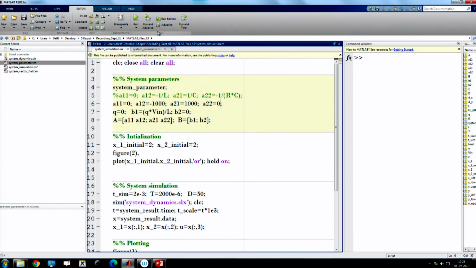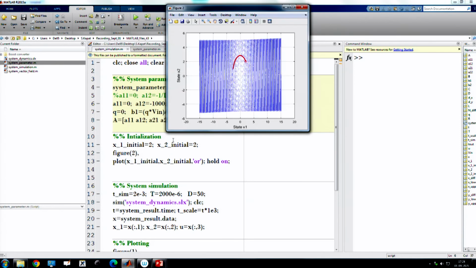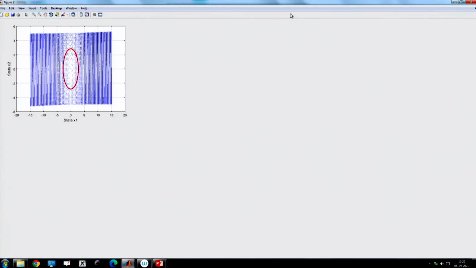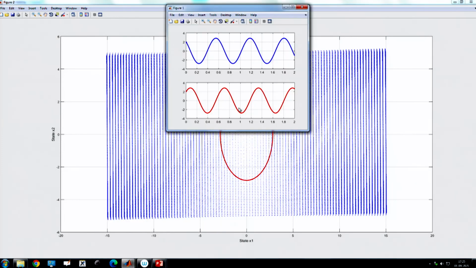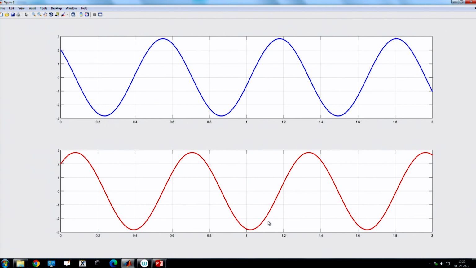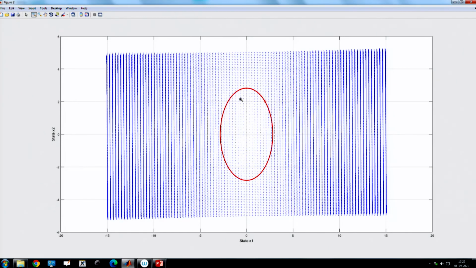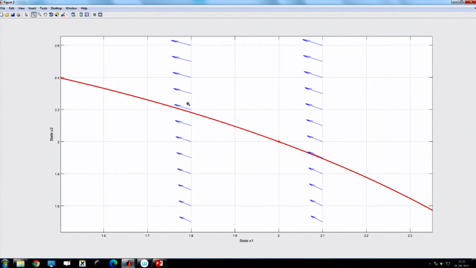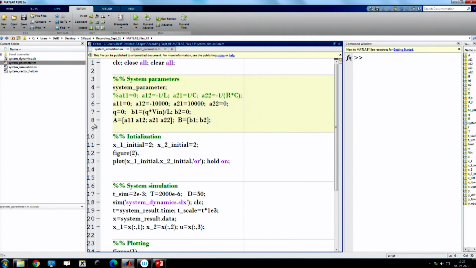And let us see how it looks. I think the speed of oscillation is not sufficient, so we need to increase the simulation time 10 times. Now, if you look at the waveform, it is a sustained oscillation. Start with an initial condition, and this will be a circle. And you see the vector field direction is anti-clockwise.